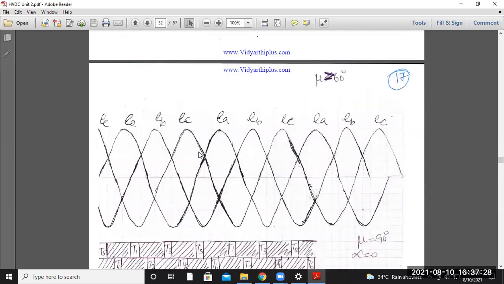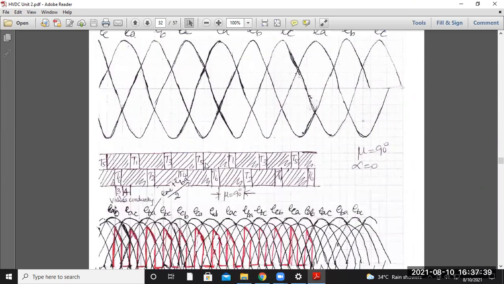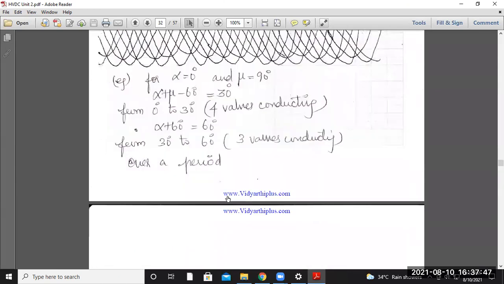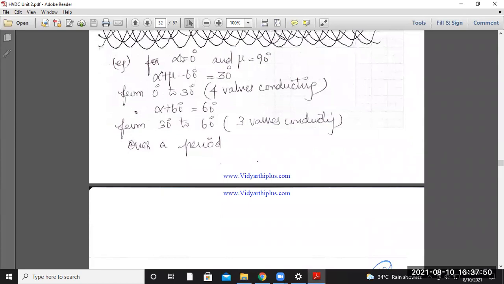Here you can see mu is greater than 60 degree for that value. This is the actual mode. If mu is greater than 60 degree, then what will be the value? That is given by the conduction of the thyristors occurring in the six pulse converter. So these are some examples that we have discussed: for alpha equal to 0 and mu equal to 0, what will be the value? Here you can see when you put alpha equal to 0 degree and mu equal to 90 degree minus 60 degree, that will give you the value 30 degree.